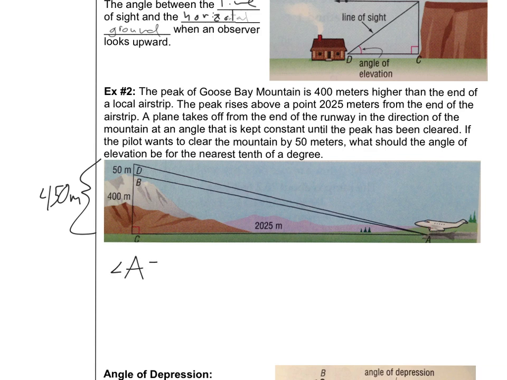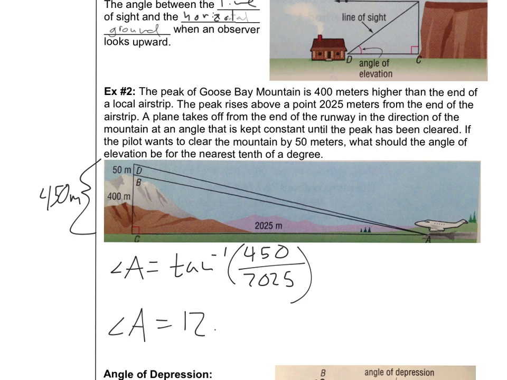And so we could say that angle A must equal the arc tangent of the opposite, which is 450, over the adjacent, which is 2025. Bam, we're ready for a calculator. So we could reduce that 450 over 2025, but since we're going to calculator anyway, it really doesn't matter. So I'm going to press second tangent, 450 divided by 2025, and I get that angle A has to be 12 point, what do they want? Nearest tenth of a degree. I got 12.5 degrees. So our angle of elevation should be 12.5 degrees.